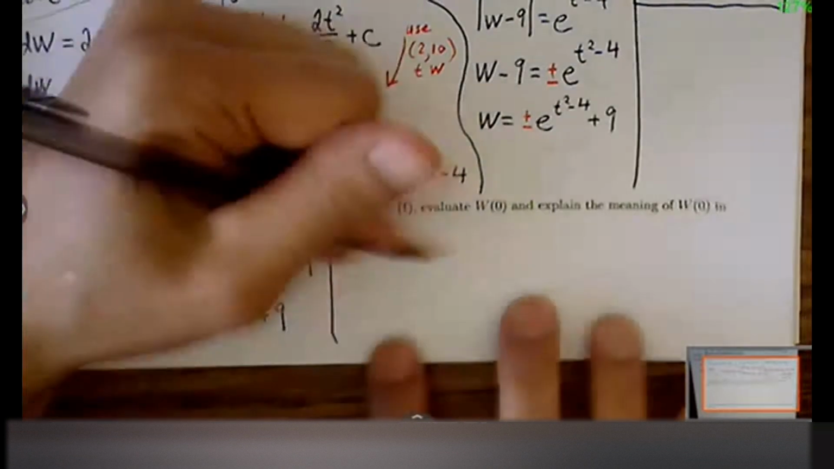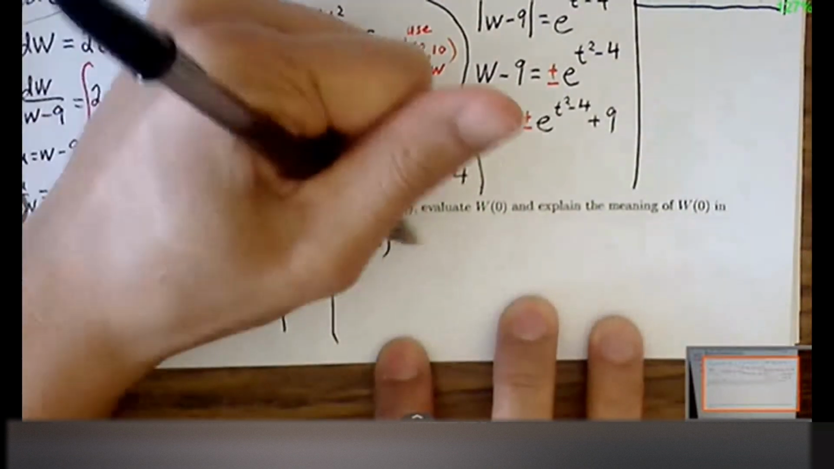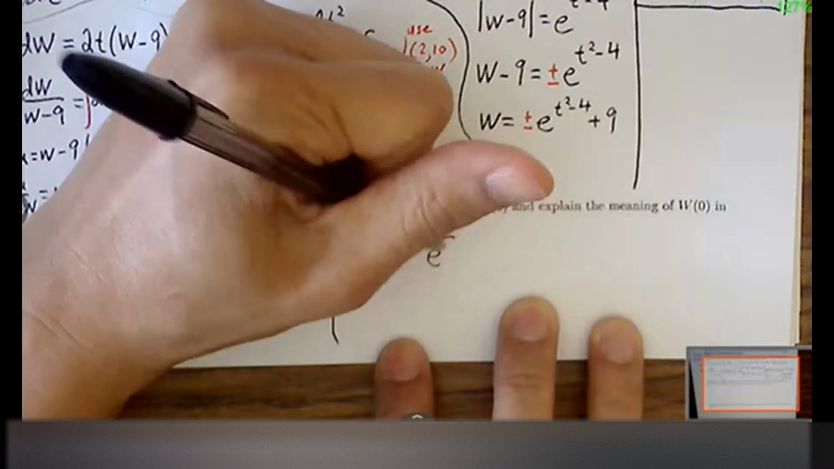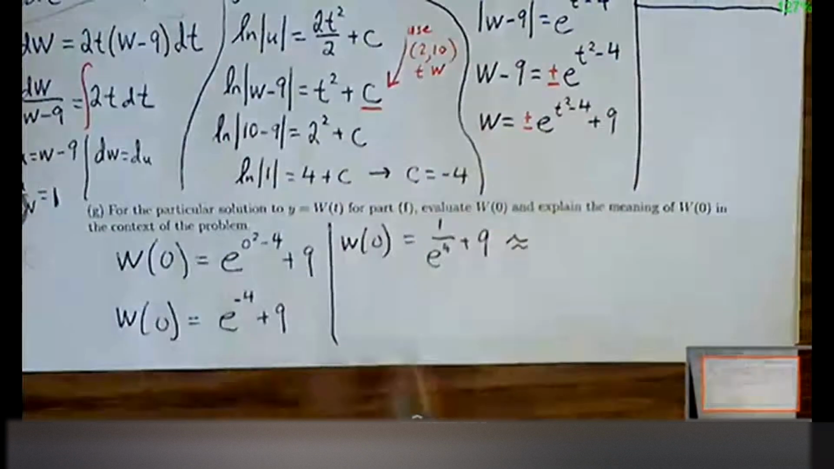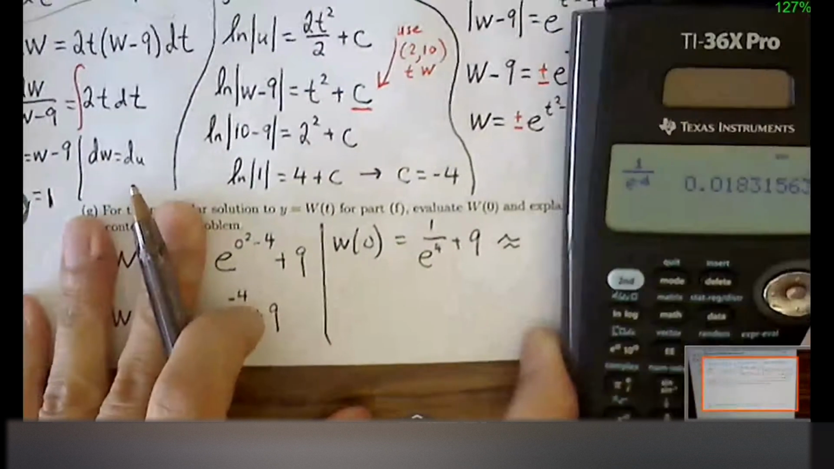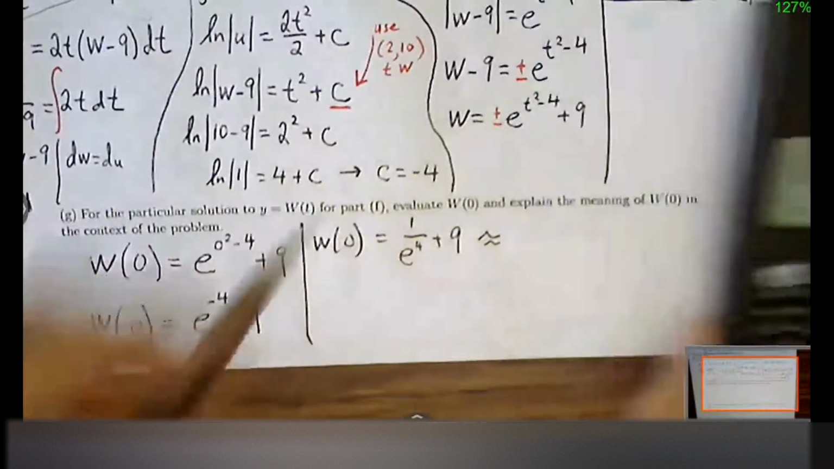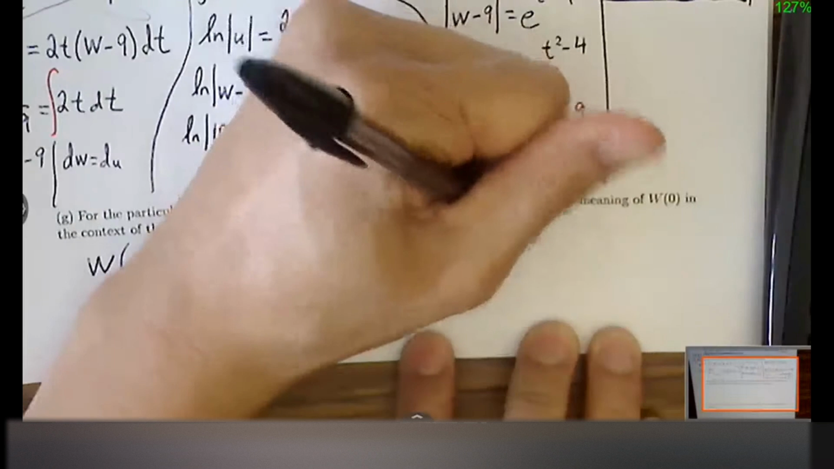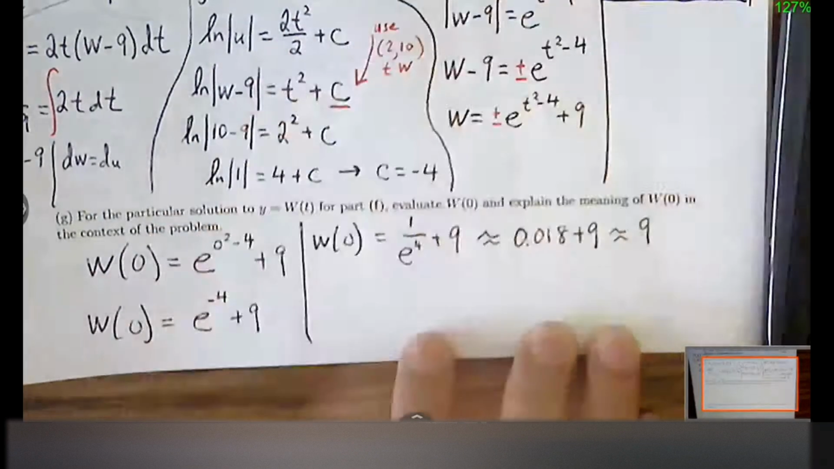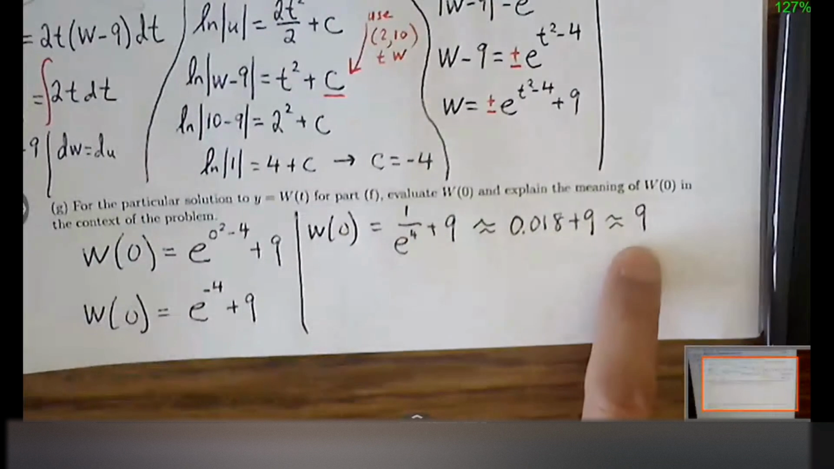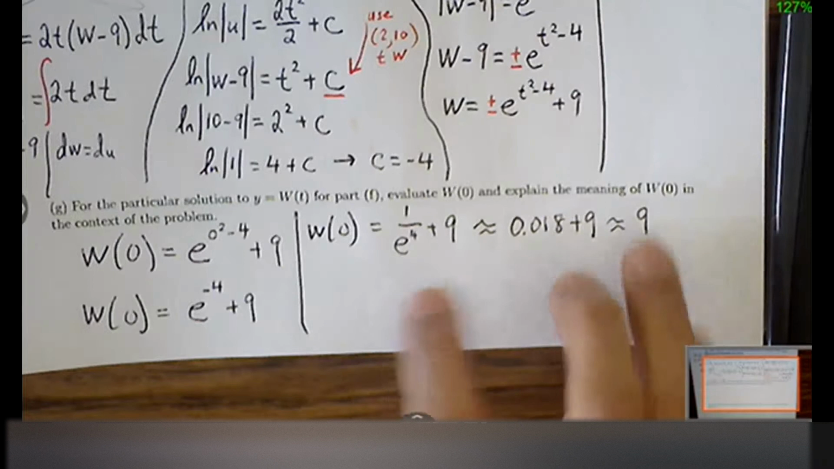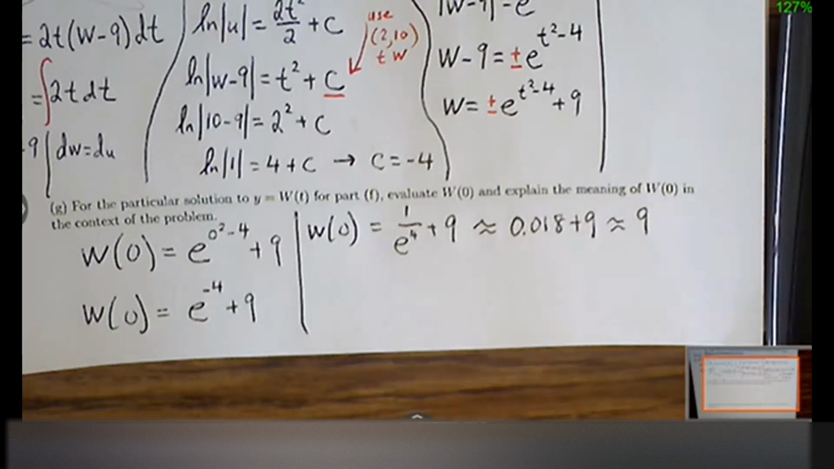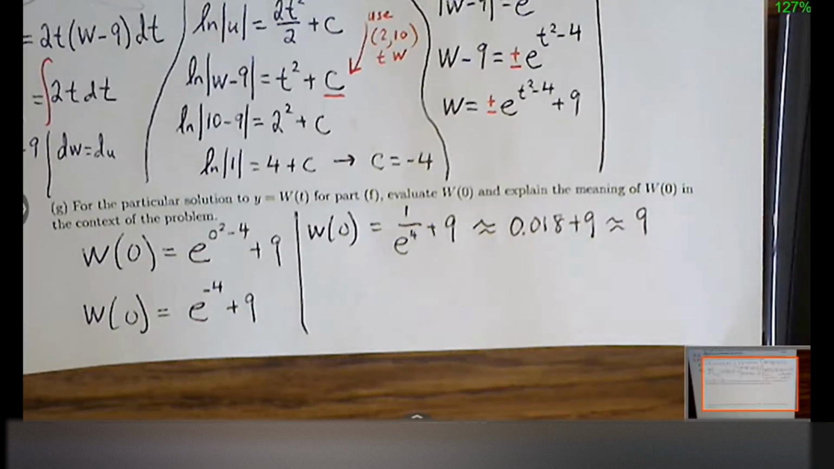E to the negative 4 is just a really small number. If you enter it in the calculator, it's like 0.018. So it's going to round to about 9, right? It's not going to make enough of an impact for me to change my approximation. So we can say at time t equals 0, we expect there to be 9 watermelons.